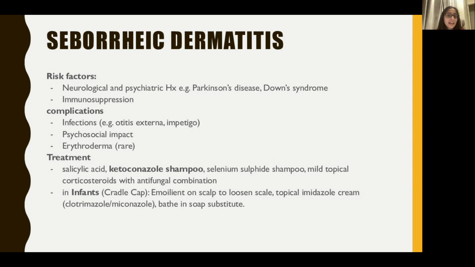In terms of treatment, the main treatment is ketoconazole shampoo, especially if it's affecting the scalp. We can also use salicylic acid, selenium sulfide shampoo, or mild topical corticosteroids with an antifungal combination. In infants, emollients are used to loosen the scale on the scalp, and topical imidazole cream can also be used. And we would bathe them in a soap substitute such as Dermol 500.